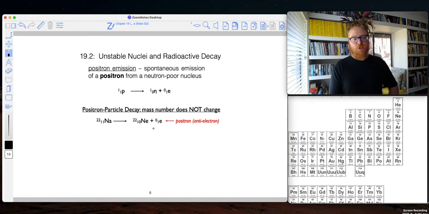And so as you can see, the resulting nuclide is a neon nuclide, okay? So the 22 plus 0 has to equal 22, and the 10 plus 1 has to equal 11, okay? So again, this positron emission is more rare in chemistry, but we do see some common elements on the table that do undergo positron emission.